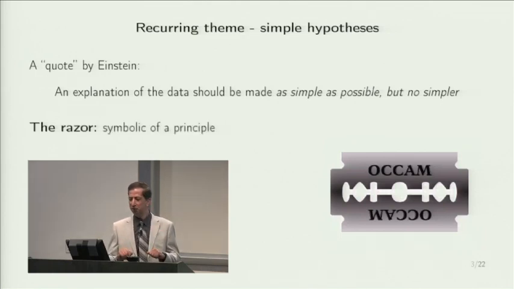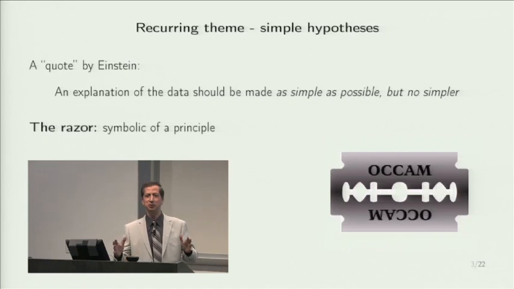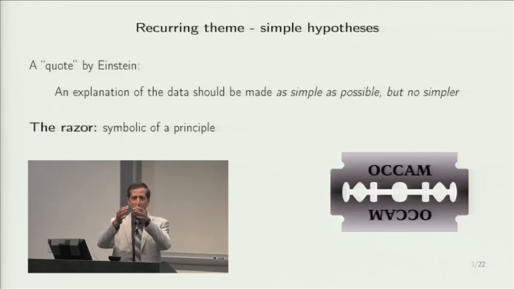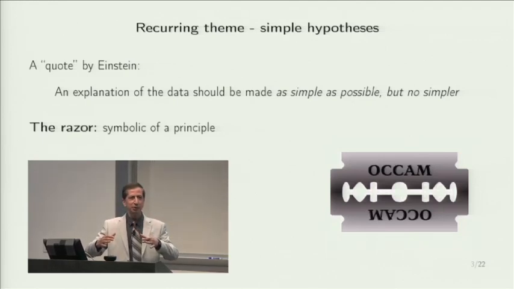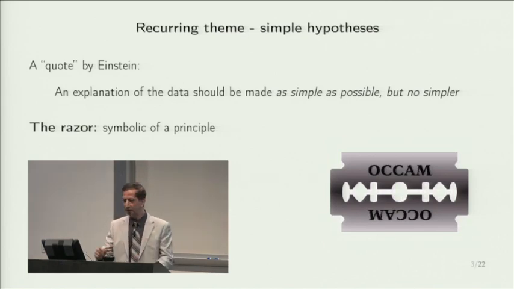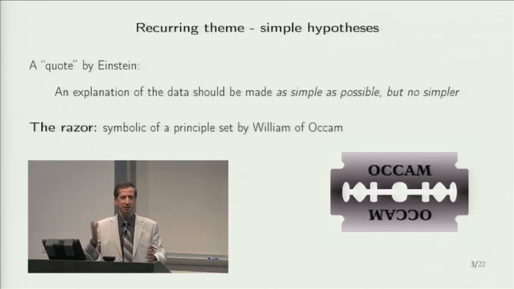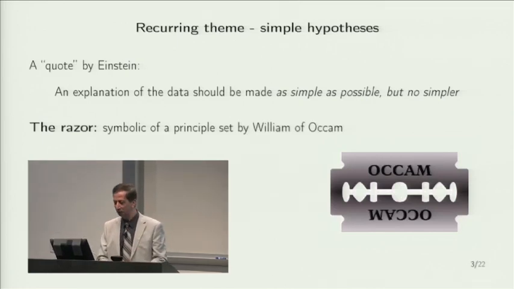So the notion of the razor is the following. You have an explanation of the data, and you have your razor. So what you do, you keep trimming the explanation to the bare minimum that is still consistent with the data. And when you arrive at that, then you have the best possible explanation, okay? And it's attributed to William of Ockham in the 14th century. So it goes back quite a bit.